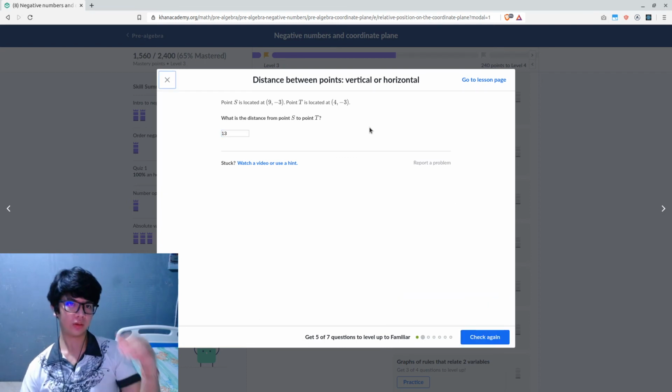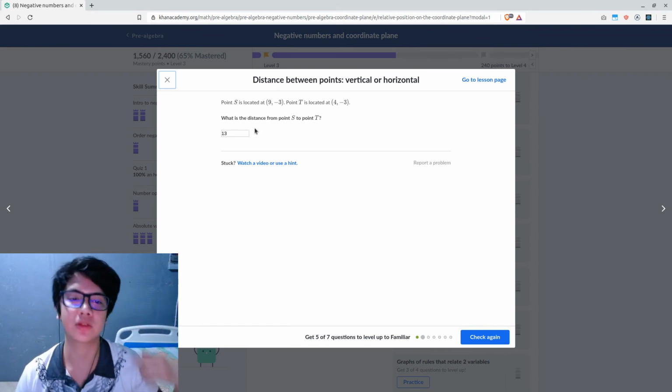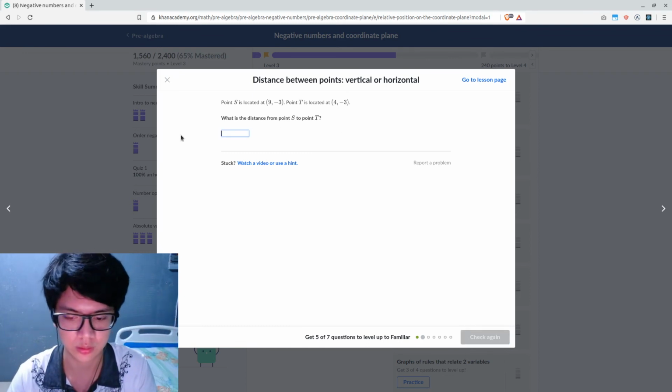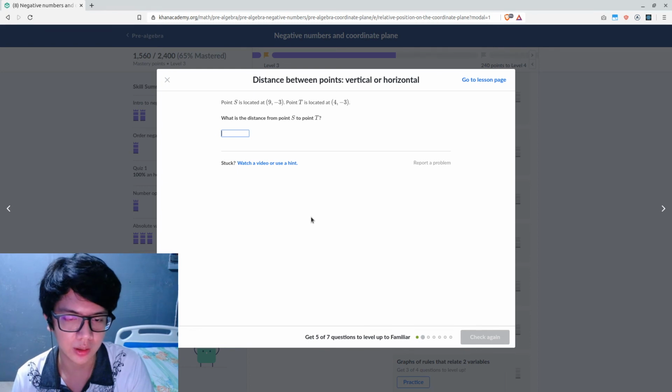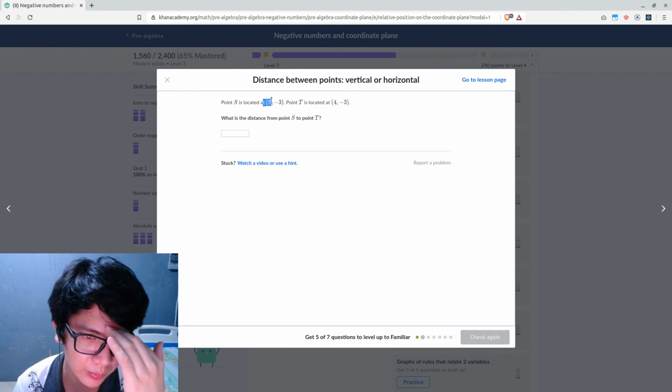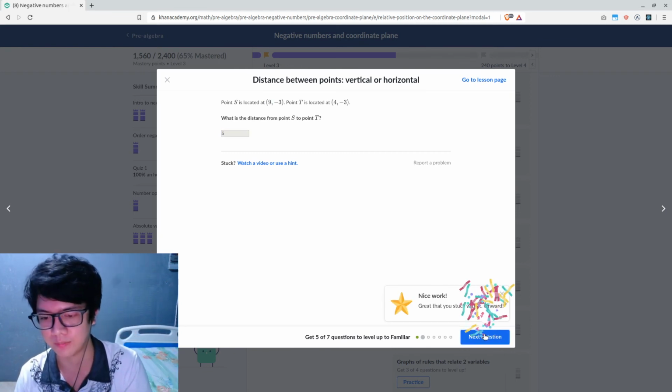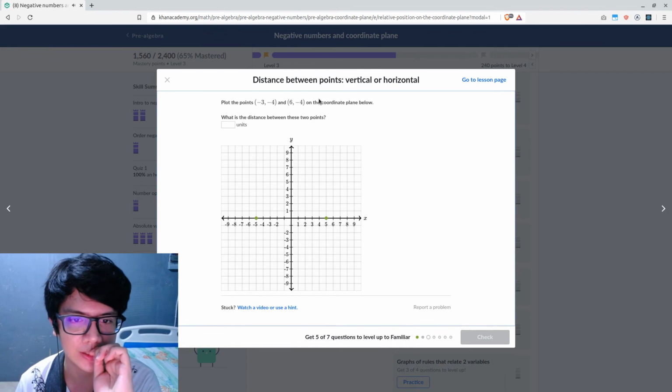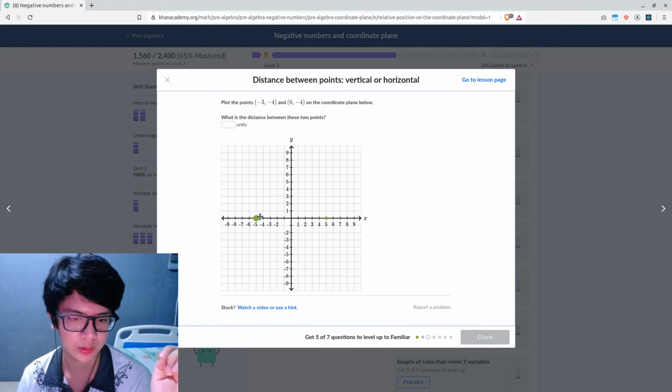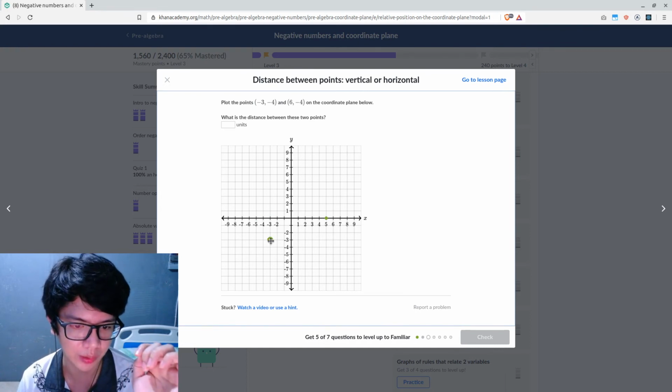Yo, what? Oh my god, you made a mistake. What? Point is located at 9. Oh, both are positive, so it should be 5. Oh my god, I was thinking the other one's negative. Plot the points -3 in the coordinate plane below. God damn it. Now I'm not in the mood again.